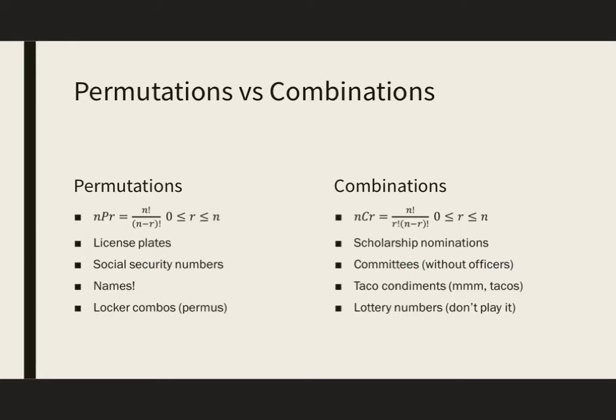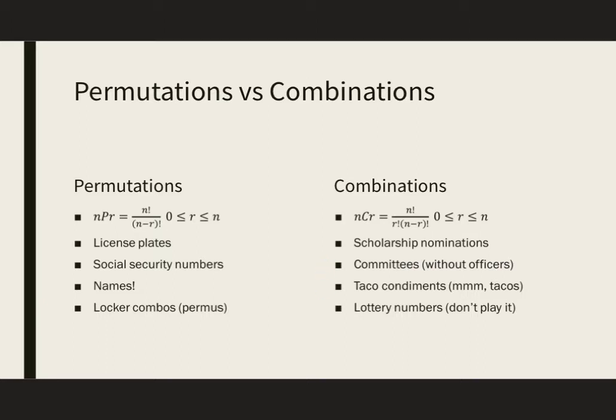And then combinations on the right, there's the formula for you. Scholarship nominations, if students get nominated for a scholarship, many times the main method is the students are in this group and all those students win that dollar amount. There could be tiers for that, but then that would be a different setup. And then committees, if there are no officers, that's a combination. We're just putting people in a group in a committee.